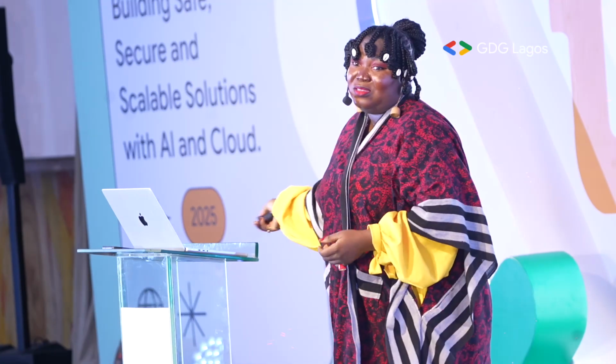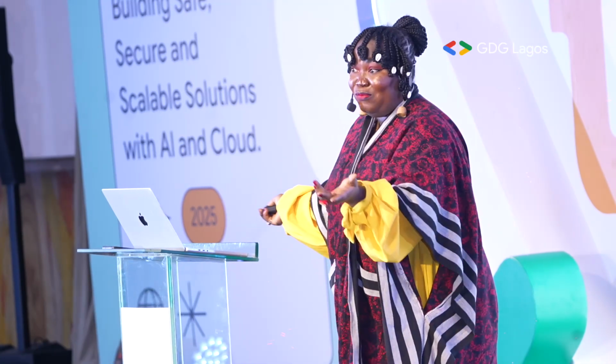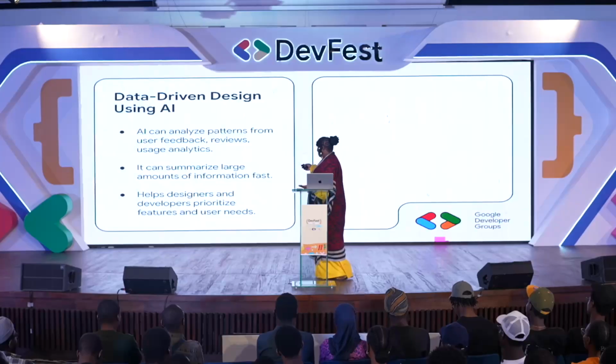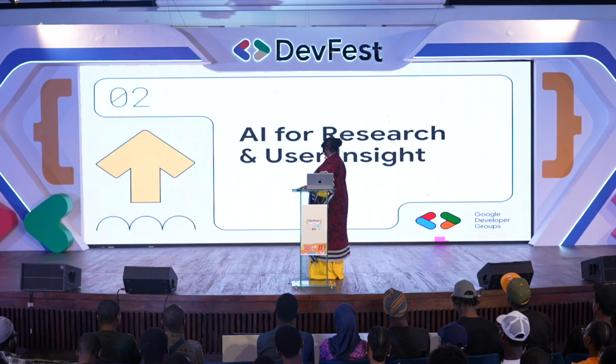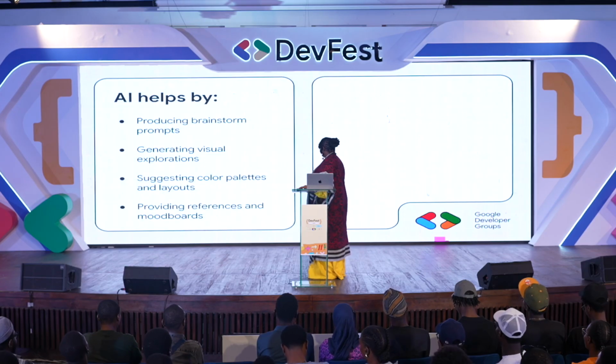All of these things I'm saying are already normal knowledge, as I'm sure all of you know. So let's move quickly to the ones that are personal to me. It can summarize large amounts of information, and help designers and developers prioritize features and user needs. Let's move on with our life. AI for research and insight.